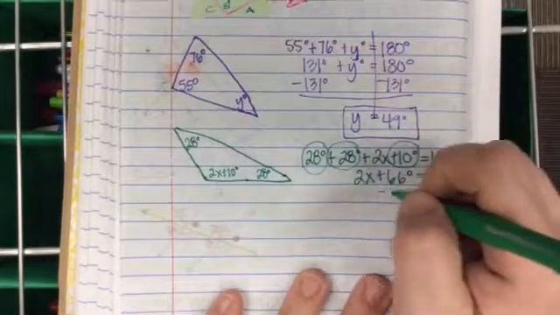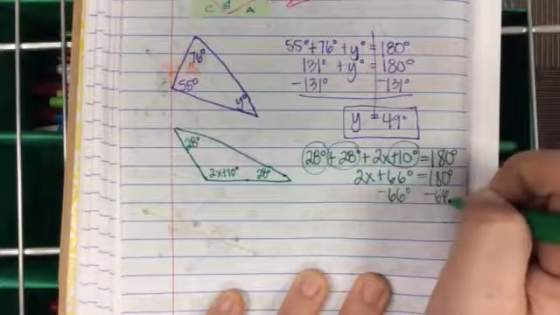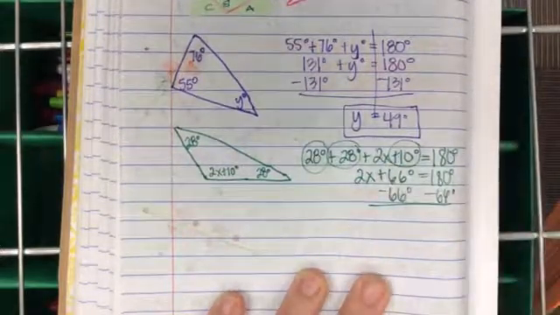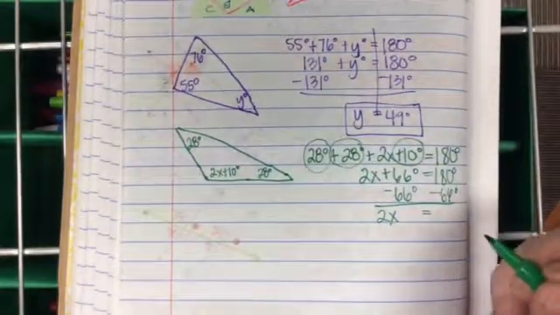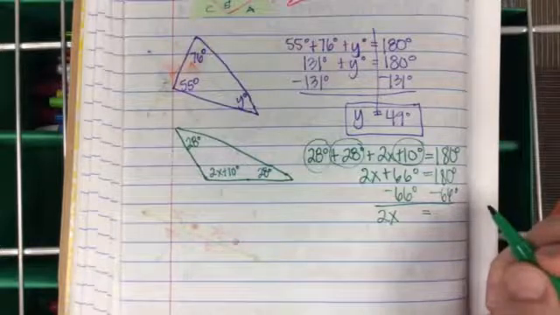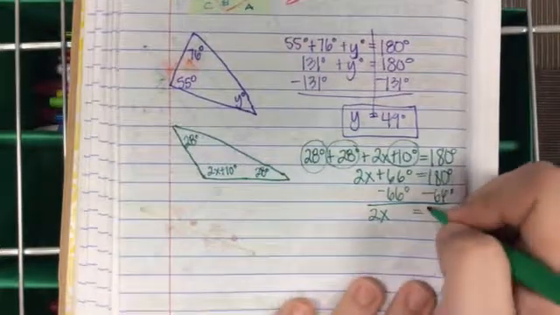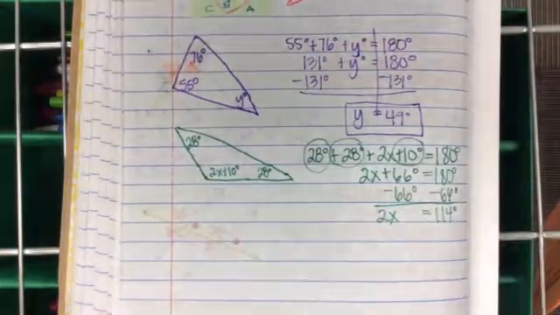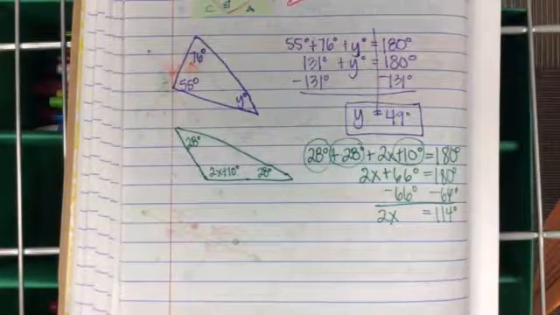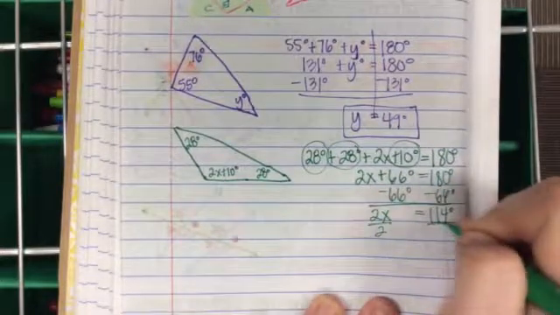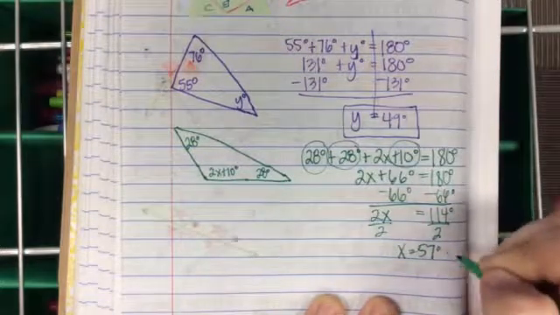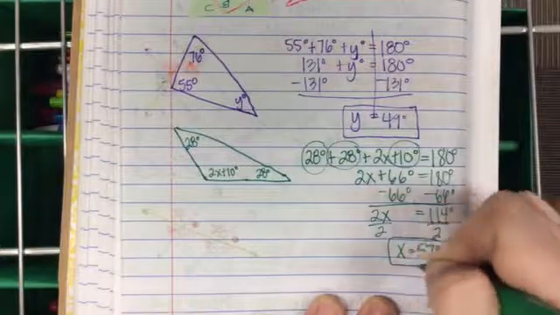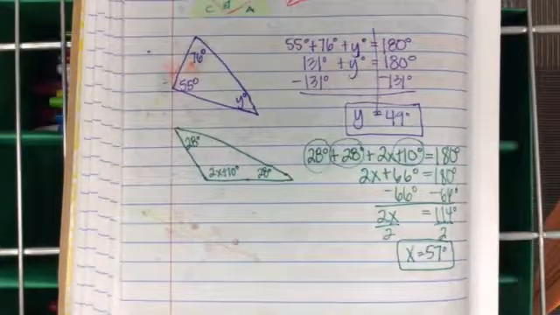Then, inverse operations, get rid of your constant first. 2x equals 180 minus 66 degrees, which is 114 degrees. Keep going. Am I done? Divide by 2. Gabe, what do you get? x equals 57 degrees, right? But here's my question to you. If it said solve for x, are you done? Did you solve for x?